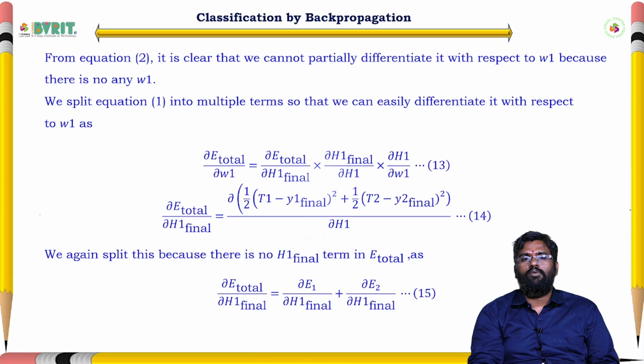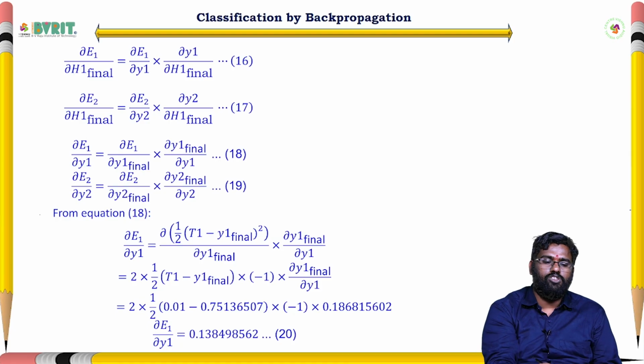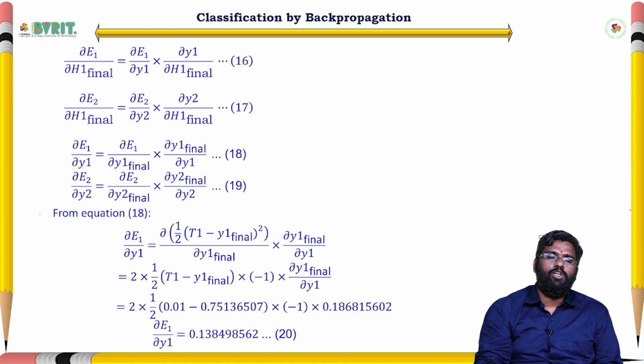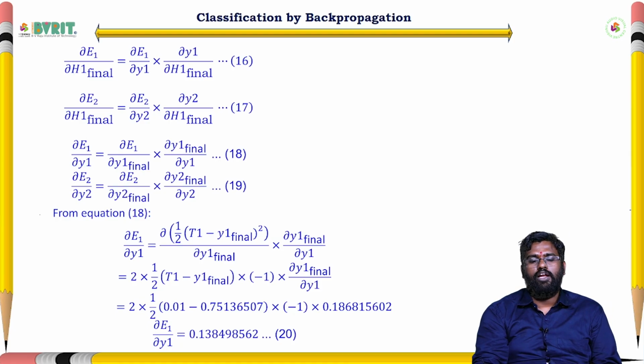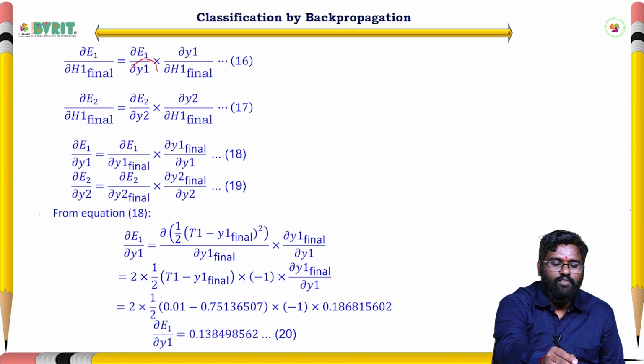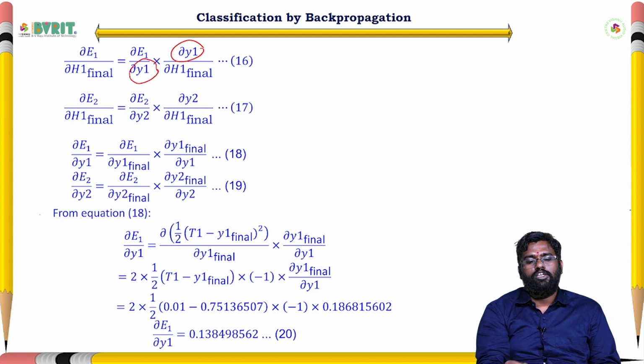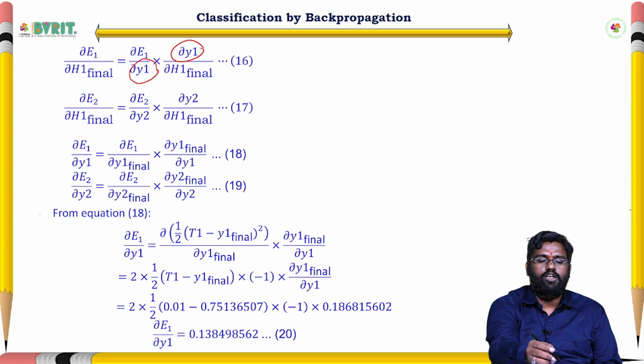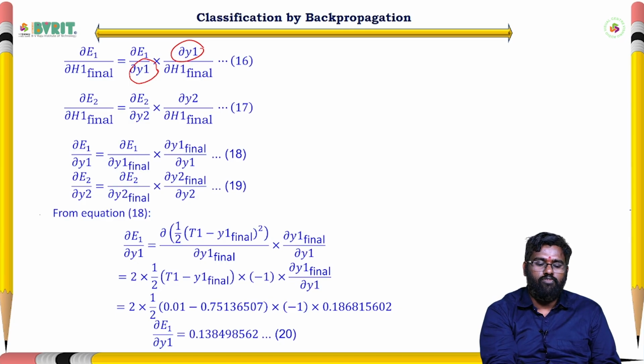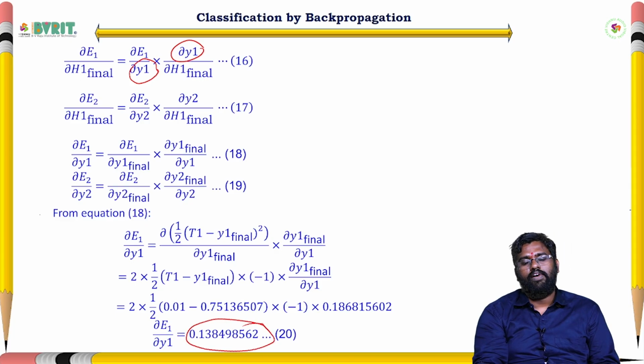Now, we have to do the same process here with respect to the continuation. Delta E1 with respect to H1 final is not available directly. That's why we are dividing that into with respect to Y1 and with respect to Y2. H1 final is connected to Y1, that's why we take Y1, and H1 final is connected to Y2. So, those values we have written. Then we substitute into the formula. Finally, we got E1 with respect to Y1. That value is 0.13 after substituting into our formula.